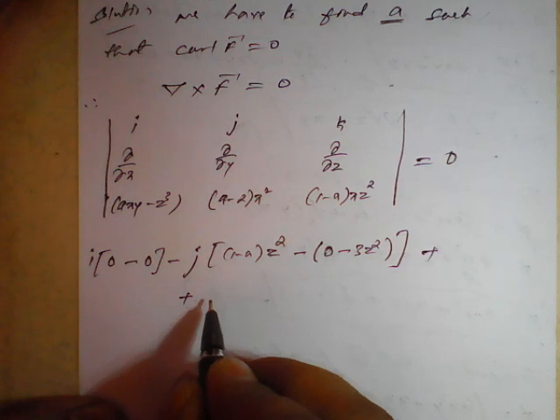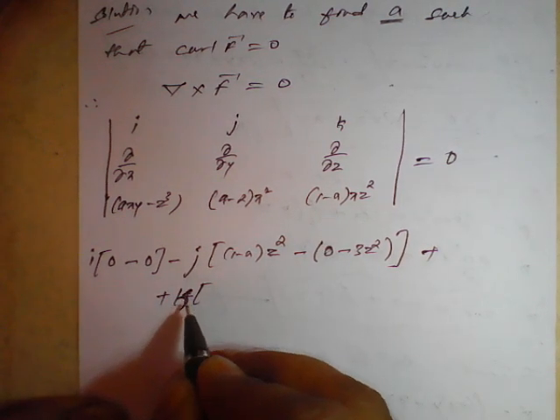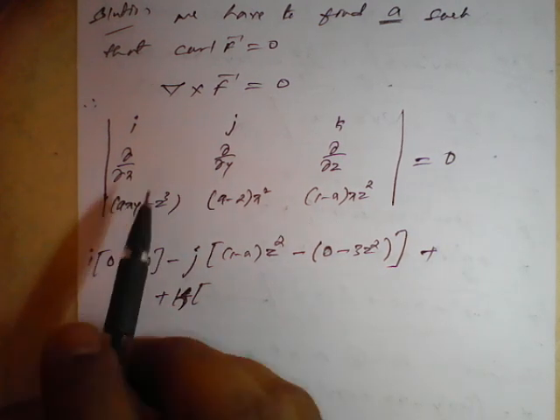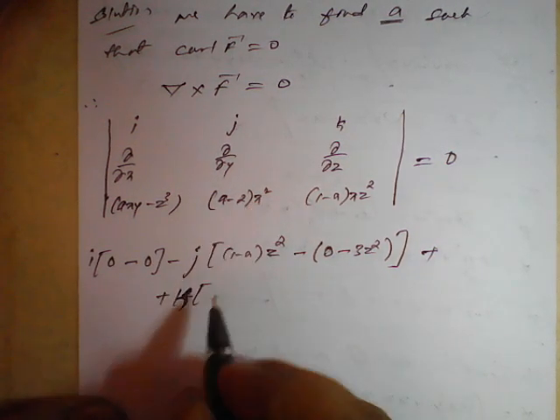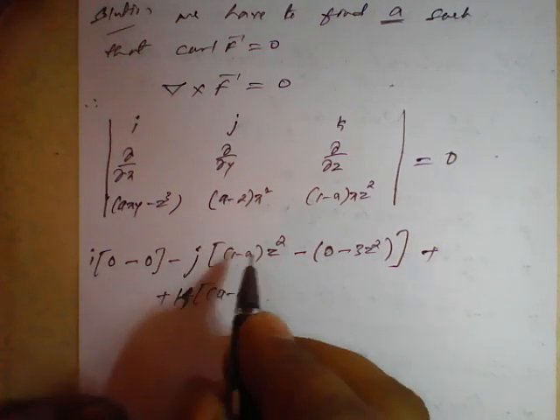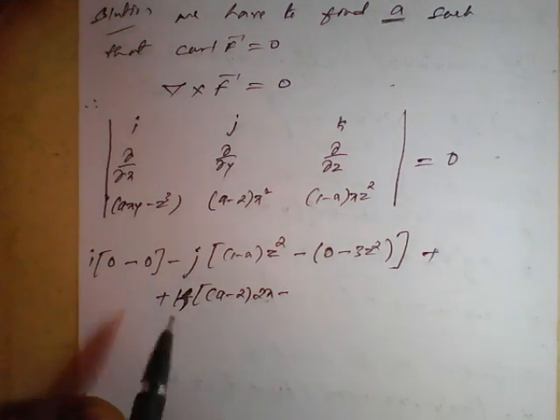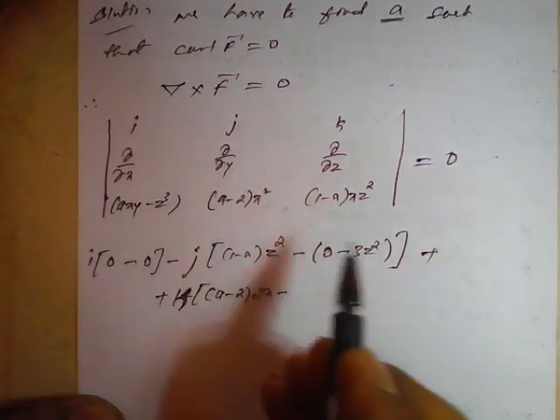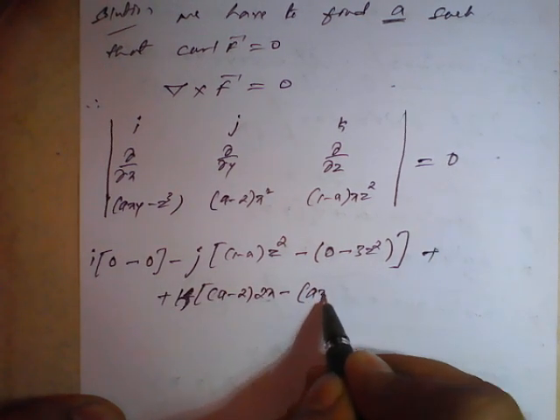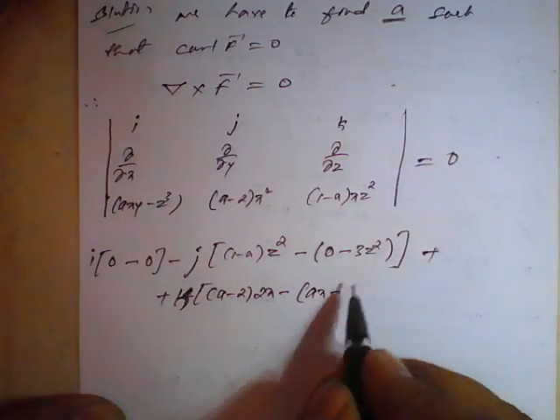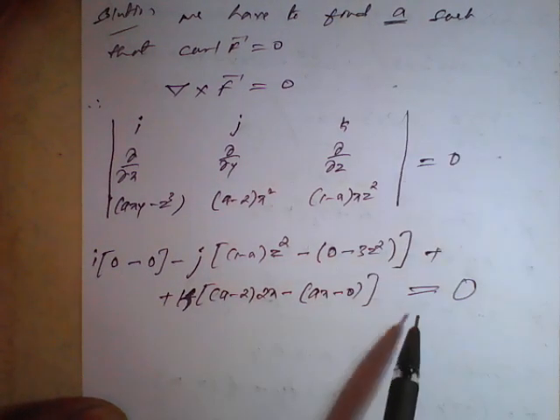Plus K times: dou by dou x of A minus 2 of x square with respect to x, that is A minus 2 into 2x. Minus dou by dou y of AXY minus Z cube: AXY has a y term, so it is AX, and Z cube is purely constant, 0, equal to 0. You have to write this 0.